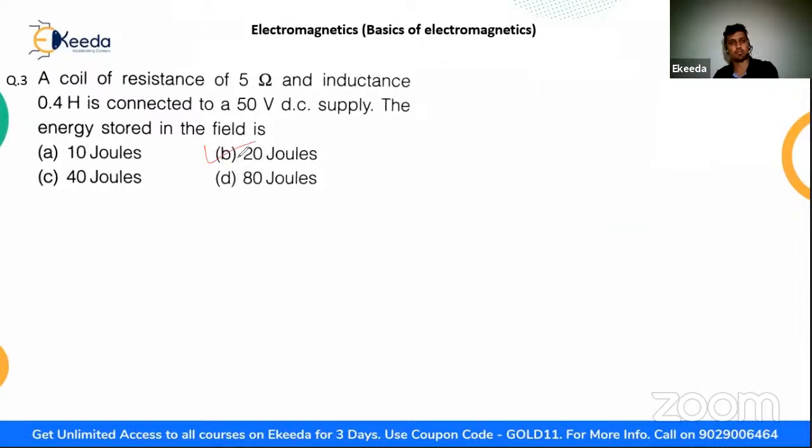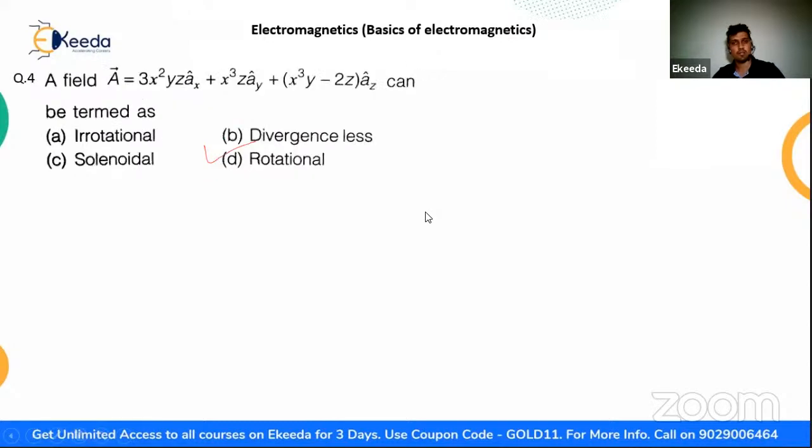And now coming to the next question. What it is saying is that we have to determine whether this vector is irrotational, or solenoidal, or rotational, or divergence-less. If you know the definition of solenoidal and divergence-less, then you can simply say that B and C cannot be the answer if it's a single choice.